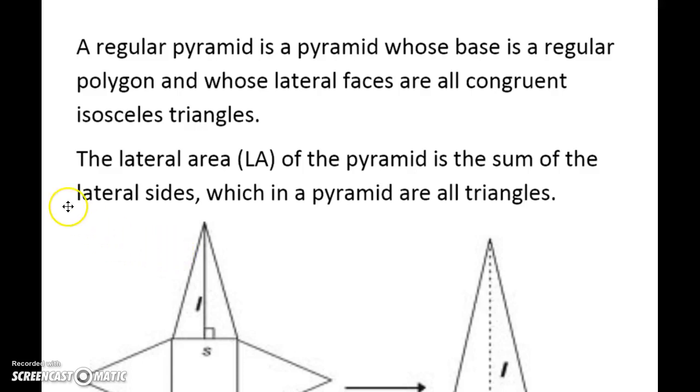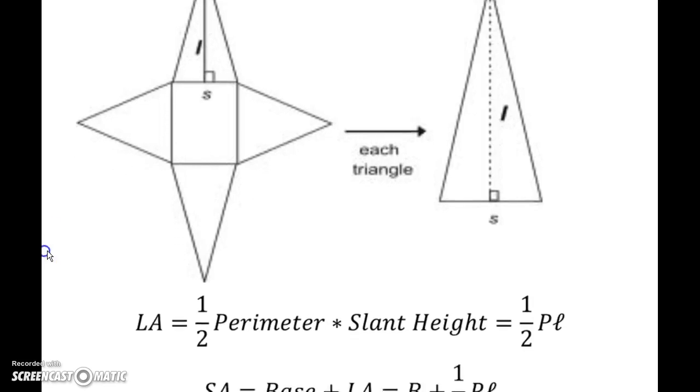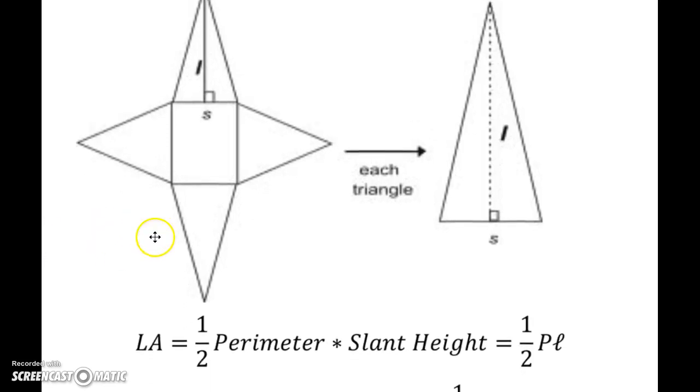The lateral area of our pyramid is the sum of the lateral sides. Remember, those lateral sides will always be triangles. So in a pyramid, the lateral area is going to be equal to all these triangles put together, and each triangle has a side and a slant height. The area of one triangle would be 1/2 side length times slant height.